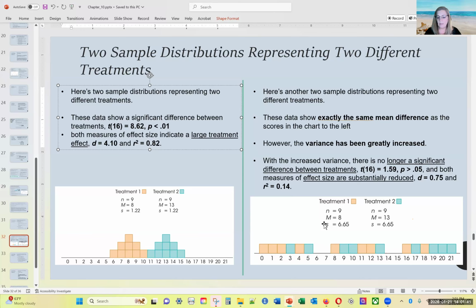And look at the standard deviation for the treatments, 6.65 in this case compared to the other one that was 1.22. And when you see that visually, now you can see how it can be very difficult to tell, even visually, the difference between the two groups. Even though these two samples have the same means as the other samples, right?